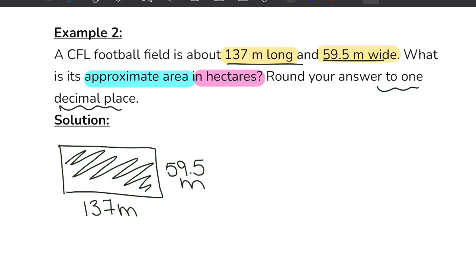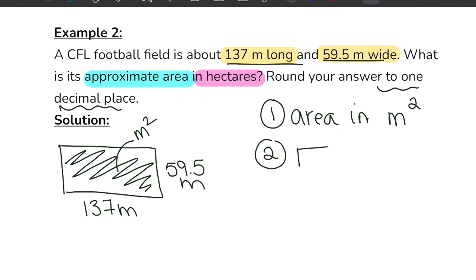But what will the answer be in? And what units will it be in? The answer will be in square meters, because this number is in meters and this number is in meters. So we're able to find the area, but it'll just be in square meters. But the question is asking for the area in hectares, right? So that will be our next step. All right. So first step is find the area in square meters. The second step will be to take that number that we got in square meters and convert it into hectares. Okay. And then of course, the third step we will round.